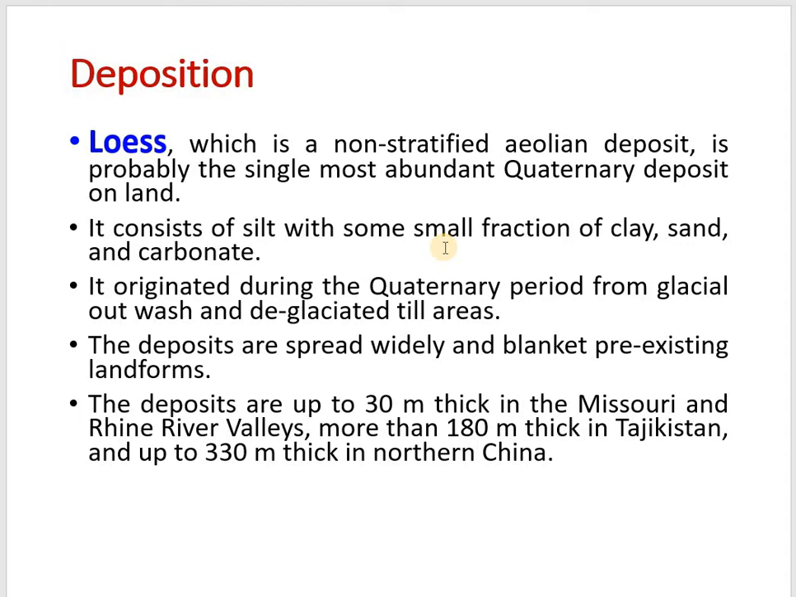If you see the thickness, deposits are up to 30 meters thick, and in some places more than 180 meters thick, and the thickness can vary up to 330 meters in various parts, like you can see in Missouri, Tajikistan, as well as northern China. So you can see how deep this deposit can go. We are saying that it acts as a blanket, but that blanket itself is very thick, like 330 meters. You can find this loess deposit.